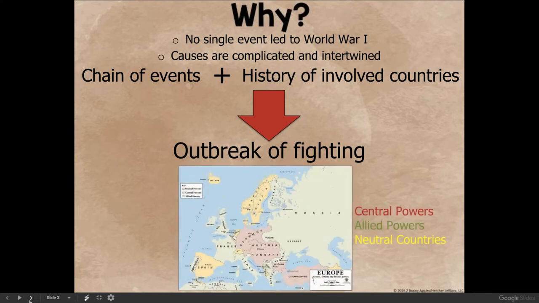There are two sides in World War I. You had the Central Powers and you had the Allied powers. There were also neutral countries, but them being neutral, that means they weren't involved in the fighting. The neutral countries would be in this map, the countries that are in yellow.